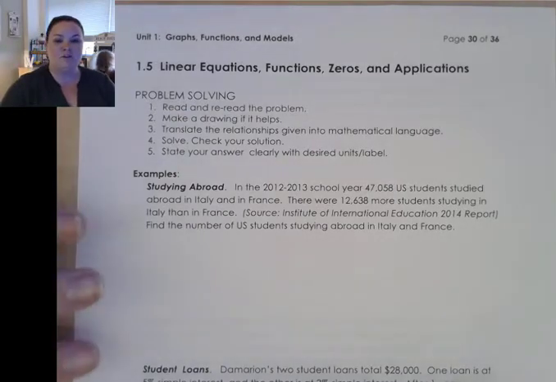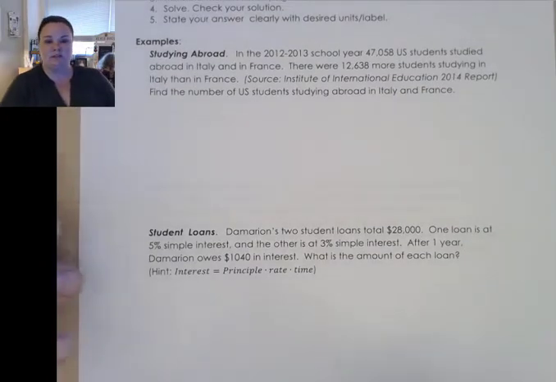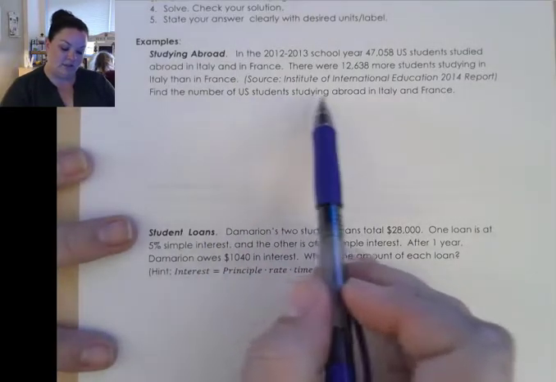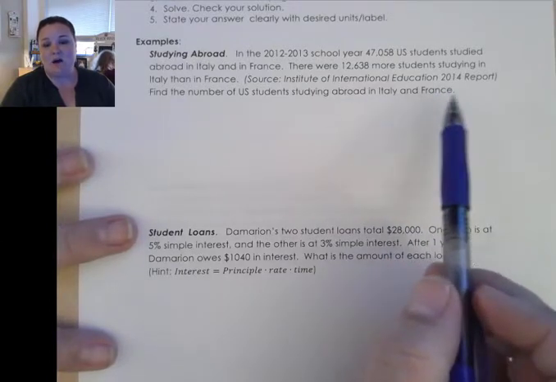Okay, so the first one is talking about studying abroad. It says in the 2012-2013 school year, 47,058 U.S. students studied abroad in Italy or France. And there were 12,638 more students studying in Italy than in France. Find the number of U.S. students studying abroad in Italy and France. Now, when it says find the number of U.S. students studying abroad in Italy and France, it's meaning individually. How many were in Italy and how many were in France?